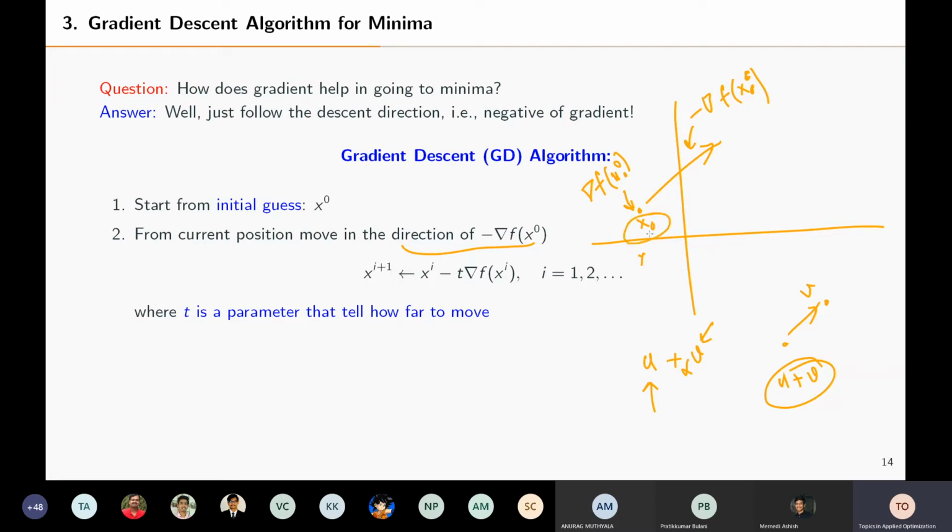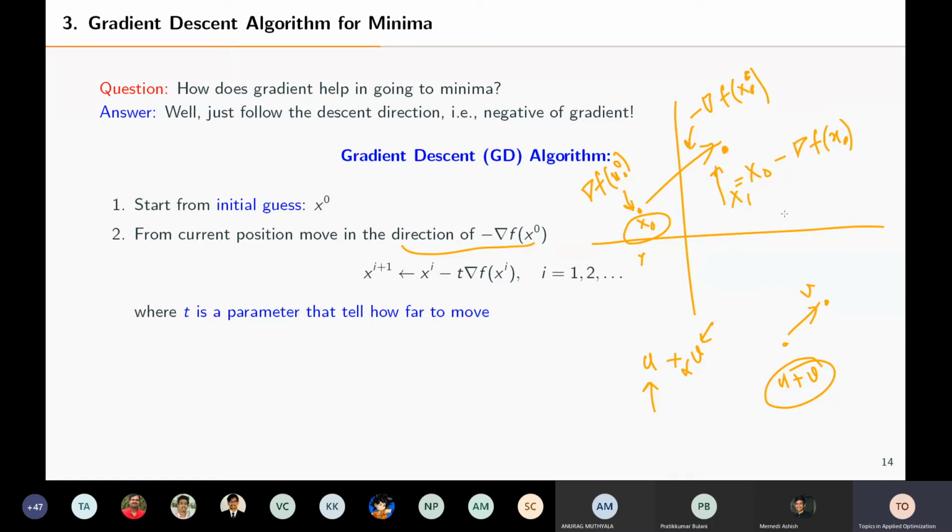So at the current point x naught, the direction I want to go is the negative of grad f at x naught, and the place that I will reach will be x naught minus grad f of x naught. Okay, so that's the idea. And then from here again you will compute the gradient. Let us say this new point is x1.